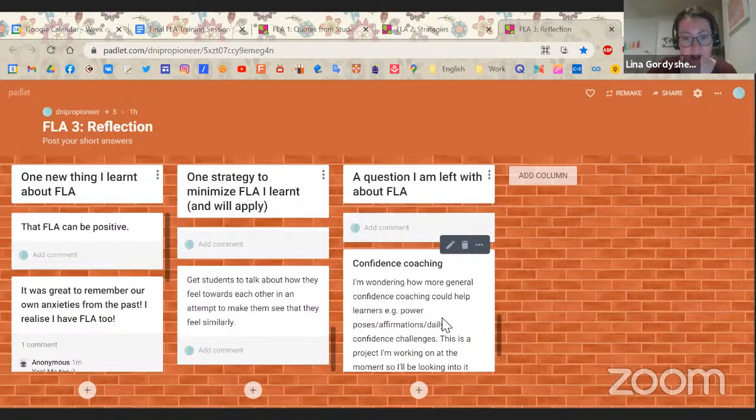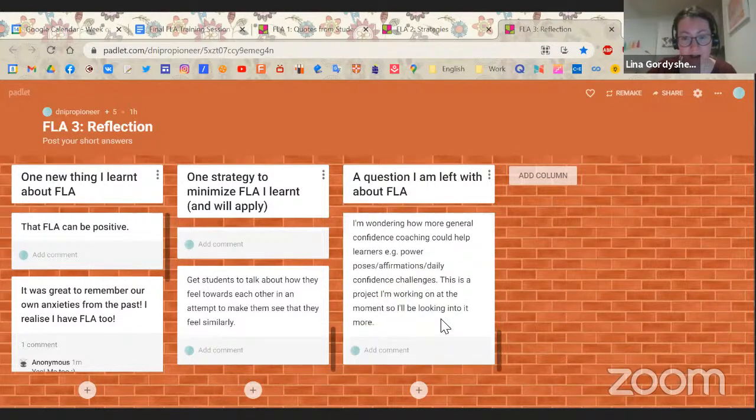And the last one was, I think, confidence coaching. I think it could be really helpful. I mean, confidence coaching never harms, definitely. And knowing how to encourage yourself, like affirmations, power poses, could be useful. Obviously, it depends on how students respond to this, because some people are a bit skeptical about this, maybe. So you have to be careful with that. But I personally think that it could definitely help.